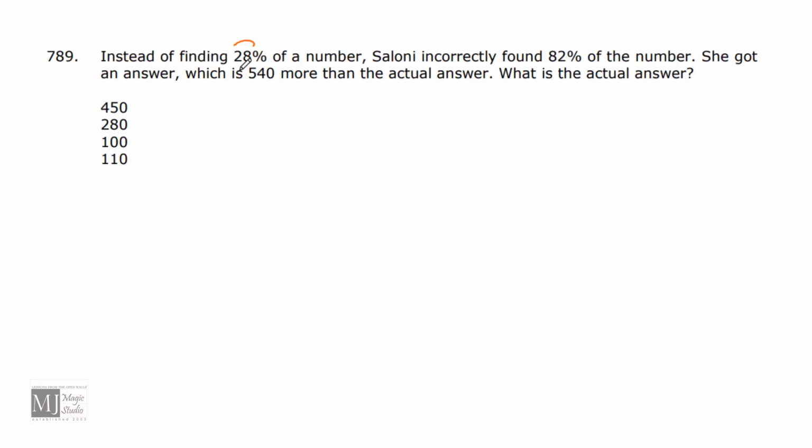Instead of finding 28% of a number, Shaloni incorrectly found 82% of the number. She got an answer which is 540 more than the actual answer. What is the actual answer? Let us take that the number is n. Then she was supposed to find 28 by 100 n, but she calculated 82 n by 100, and thus she got an answer which is 540 more than the actual.